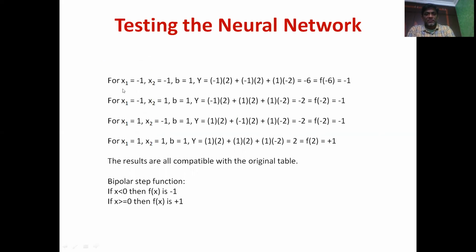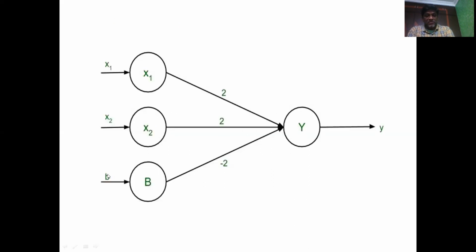Okay, let us start with the first input sample. The first input sample is -1 -1 I am taking, and bias is anyhow 1. B is going to be 1. This is going to be always 1. Bias weight is -2. Okay, bias is 1, bias weight is -2. Don't forget that difference. These are weights and these are inputs.